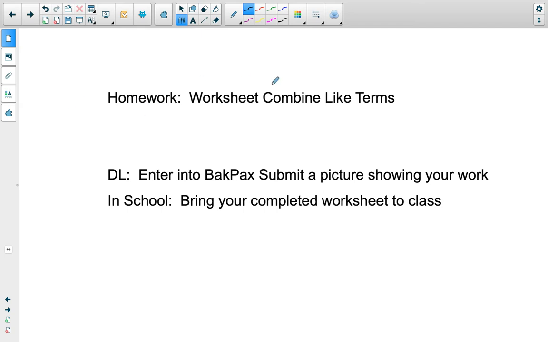Your homework's worksheet, combining like terms. If you're a distant learner, make sure you enter it in Backpacks and submit a picture showing your work. In school, you're going to bring your completed worksheet to class. You do not need to enter into Schoology.